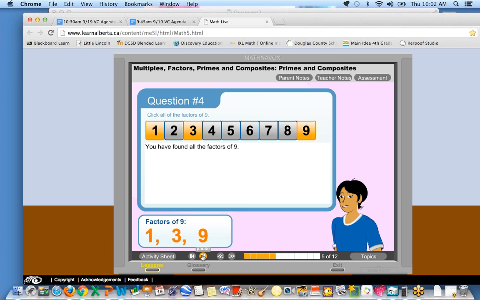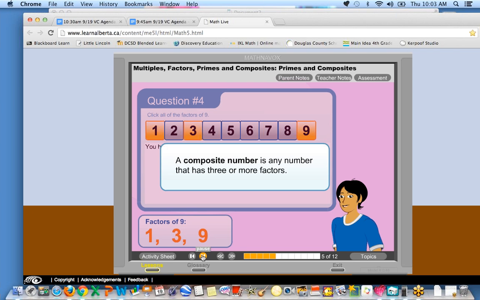Notice that the number 9 has three factors, 1, 3, and 9. A number with 3 or more factors is a composite number. Okay. And they're calling it composite. I've always called it composite. Tomato, tomato. Just depends on how you want to say it. But yes, so just remember that a composite, or however she said it, number has 3 or more factors.